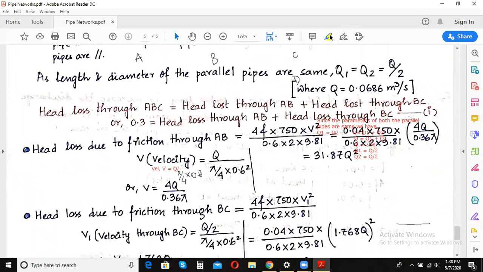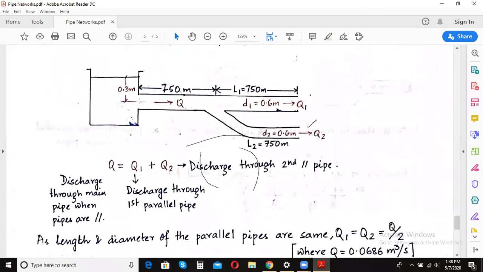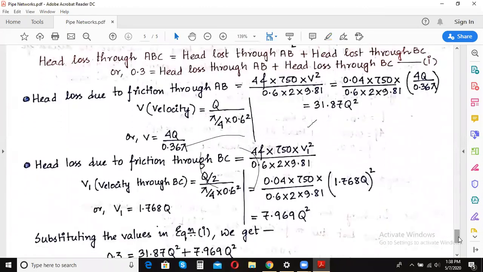So I will clear all the drawings. Okay, you are simply putting this expression of velocity in this equation in the place of V. So that is 4Q divided by 0.36 pi. So you are getting head loss through AB. AB is for this pipe, this much was AB. For this AB, you are getting head loss equal to 31.87 Q square.